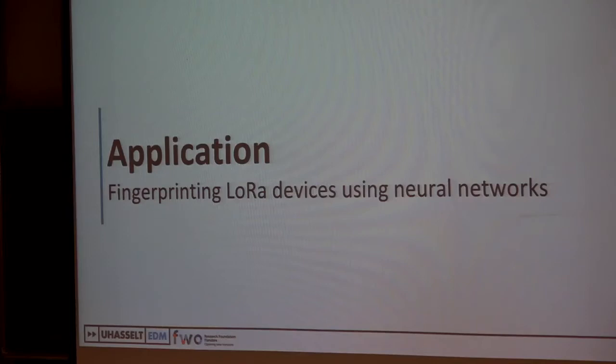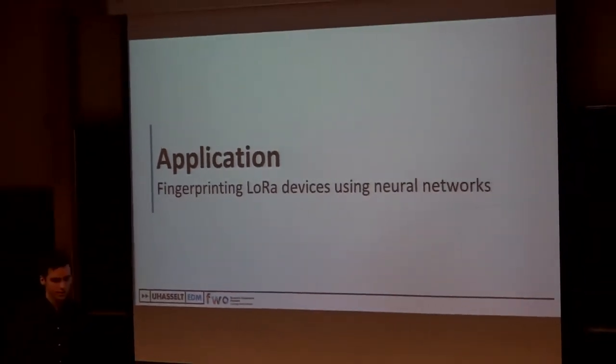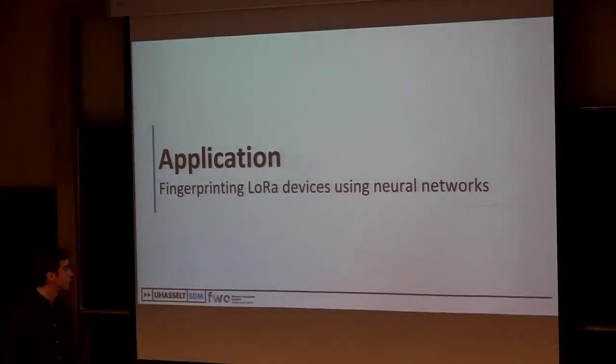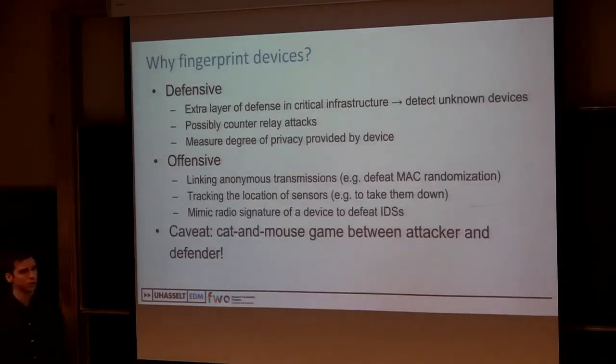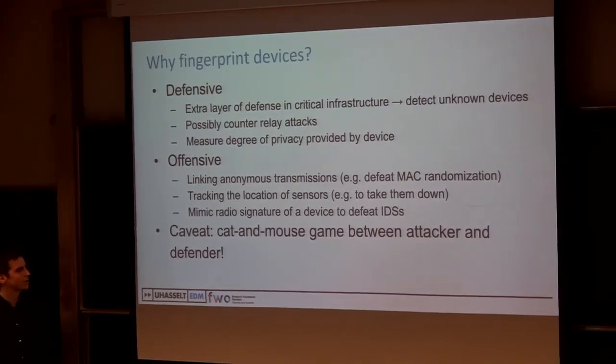So let's go to our first application, which will be fingerprinting LoRa devices using neural networks. Now, you might wonder, why would you want to fingerprint devices? What people usually give as the advantage in the defensive use case is, for example, an extra layer of defense for critical infrastructure. Suppose you have some kind of temperature sensor that sends highly important data. For example, you don't want an attacker to spoof temperature readings and make it too hot in your house. Then you could use something like that to check whether the fingerprint matches.